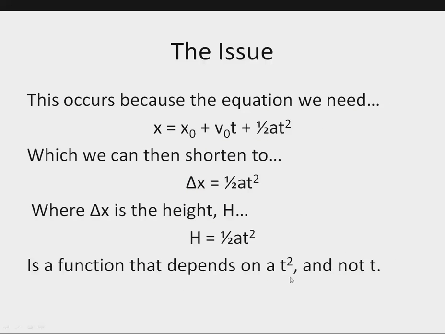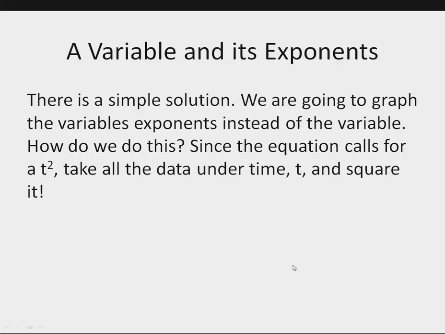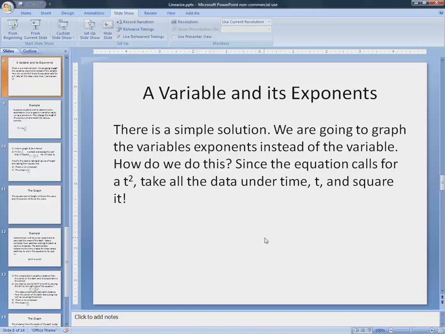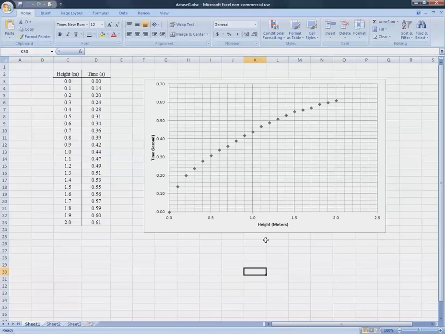So what we want to do is we want to take the data and modify it. There's a simple solution. We're going to graph the variables as their exponents instead of just the variable itself. Since the equation calls for t squared, we're going to take all the data under t and we're going to square it. So let me step out of this really quick and go into Excel.